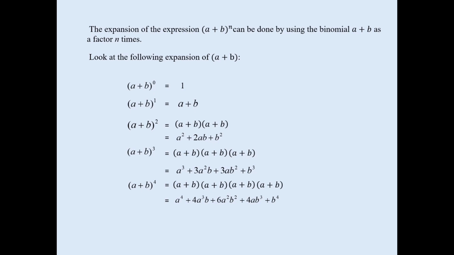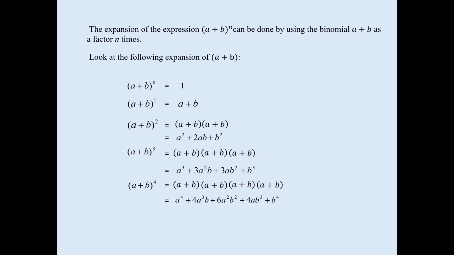So kung napapansin nyo, habang palaki ng palaki yung exponent ng binomial, pahirap din siya ng pahirap. At huwag kayong mag-alala dahil this is just an introduction on how are you going to expand binomial. Pero hindi talaga ito yung pagkaka-expand ng binomial kasi meron tayong ibang paraan paano i-expand ang binomial.